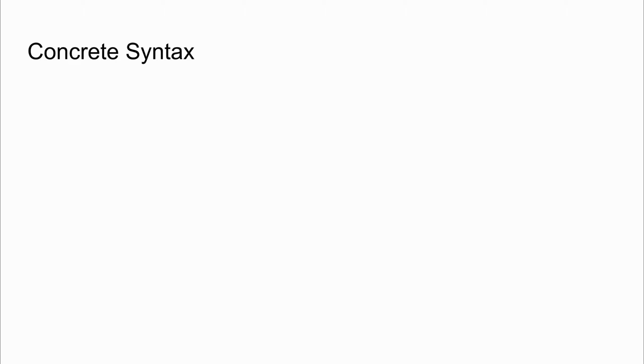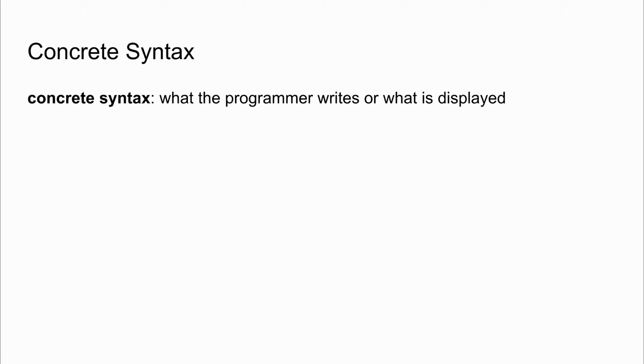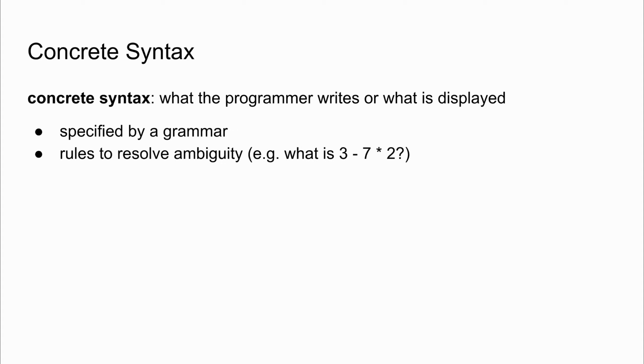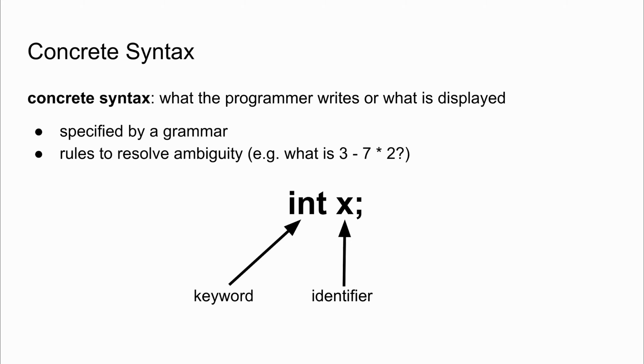So, what is concrete syntax? Concrete syntax is what the programmer writes or what is displayed. It is specified by a grammar and contains the rules to resolve ambiguity, for example, order of operations. Here is an example of concrete syntax. We see that we have a keyword, an identifier, and punctuation.